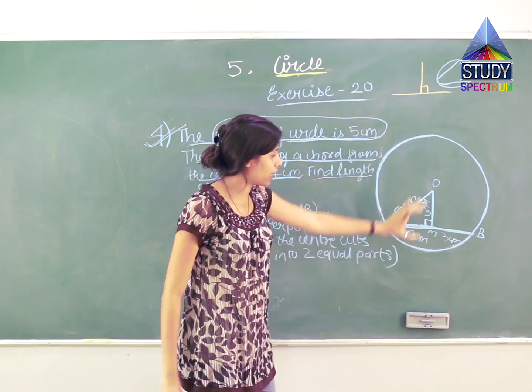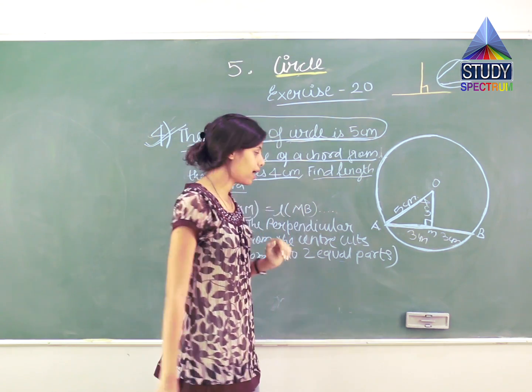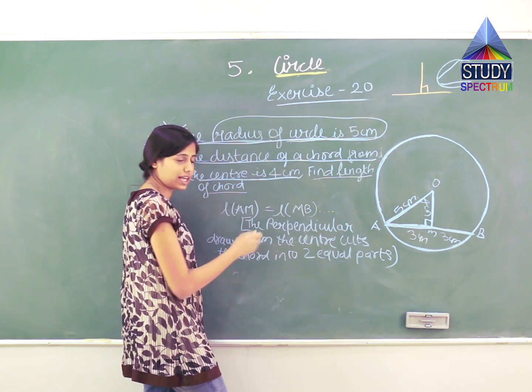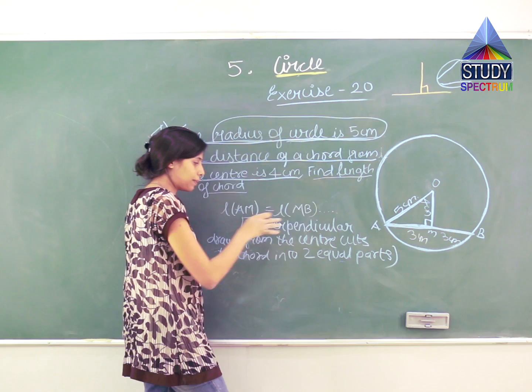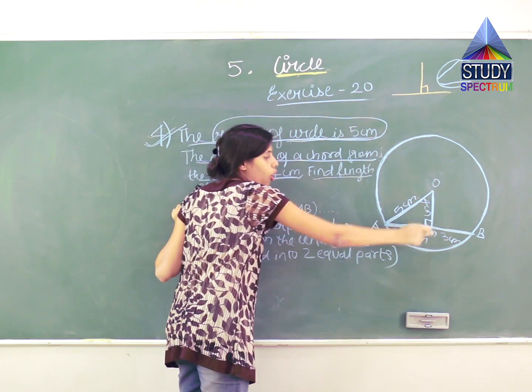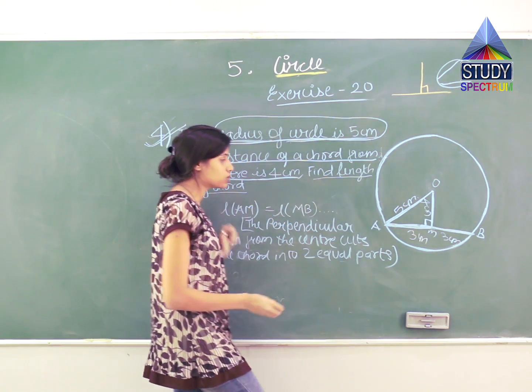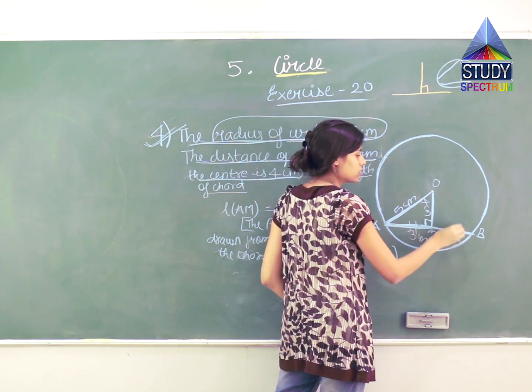ये जो परपेंडिकुलर है OM, वो कहाँ से स्टार्ट होता है? सेंटर से, और कॉर्ड को टच करता है. मीन्स व्हाट इज इट? इट इज फुलफिलिंग दिस थ्योरम व्हिच सेज द परपेंडिकुलर ड्रॉन फ्रॉम द सेंटर ऑफ द सर्कल टू अ कॉर्ड bisects, cuts the chord into two equal parts. Means what? This will be equal to this.